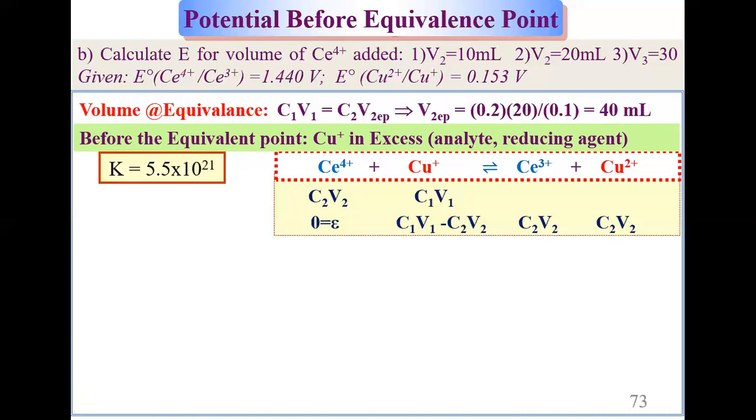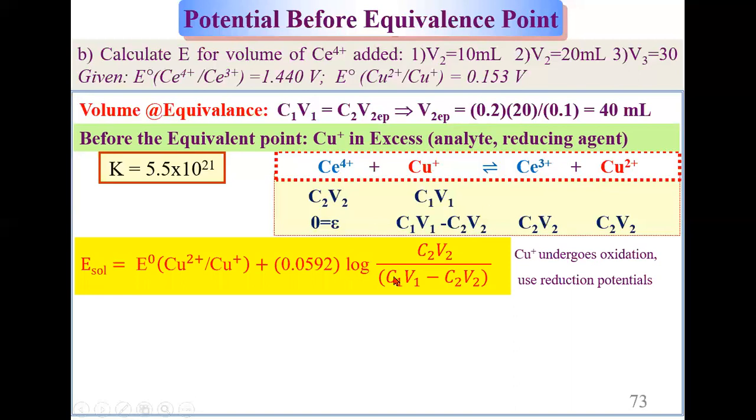Because remember, it's all relative to the electrode, but in titration all we really care about is the potential of the solution. So even though my copper undergoes oxidation, since it is the one left over in excess, I have both species, copper plus and copper 2+. At equilibrium, as we discussed in the lecture, I can get the E of the solution from either couple, the selenium couple or the copper couple, and it's easier to get it from the copper couple because it's the one left over.